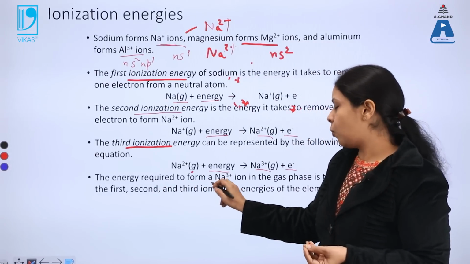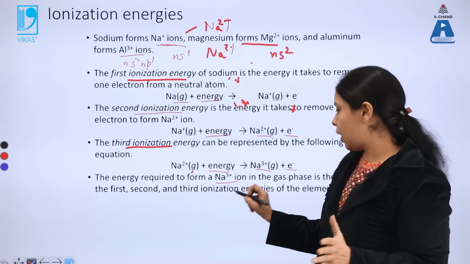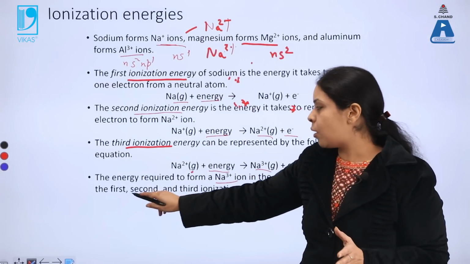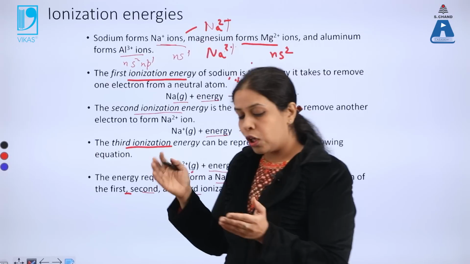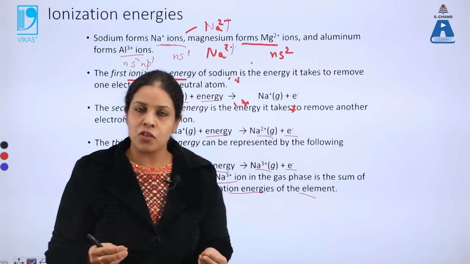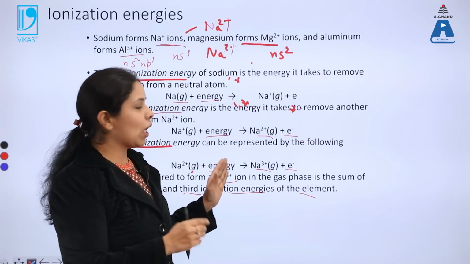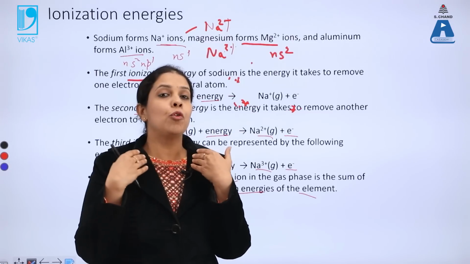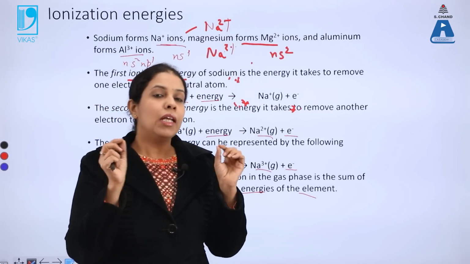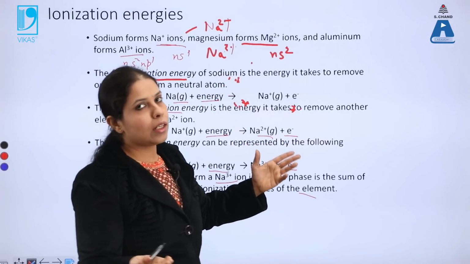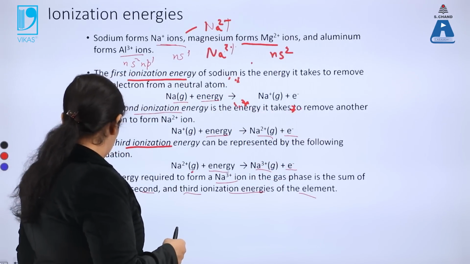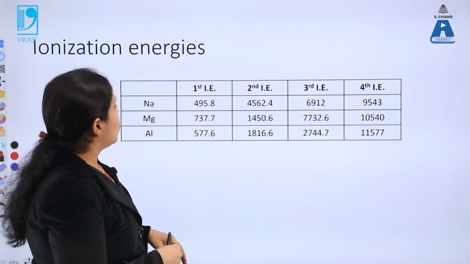The energy required to form a Na3+ ion in the gas phase is the sum of the first, second, and third ionization energy of the element. So we have to consider all the ionization energies, first, second, and third, and add them. We have to provide that energy to the system. Then only will we be able to get the Na3+ or Na2+ ion. Let's see the values so you get a better idea. So this is our value.